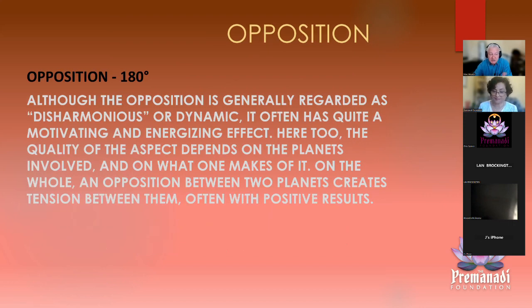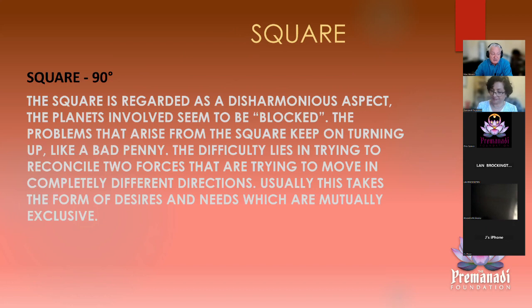Opposition: 2 planets are in opposition on one side each of the horoscope. Although the opposition is generally regarded as disharmonious or dynamic, it often has a quite motivating and energizing effect. You know, the statement of opposites attract. Well, opposites can also create great energy. Here too, the quality of the aspect depends on the planets involved and on what one makes of it. On the whole, an opposition between two planets creates tension, but often with positive results.